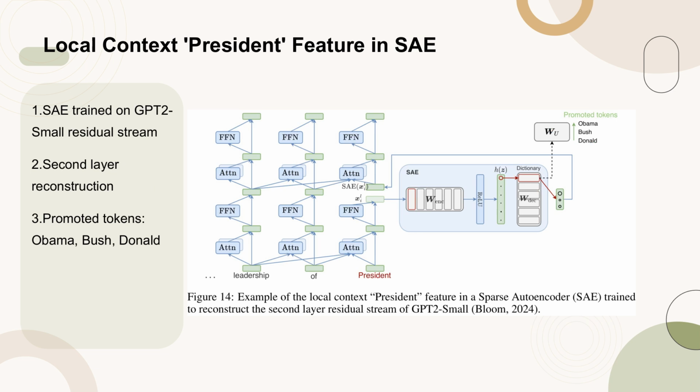Figure 14 illustrates an example of the local context precedent feature identified in a sparse autoencoder, SAE, that has been trained to reconstruct the second layer residual stream of the GPT-2 small model. This feature is part of the SAE's capability to identify and promote specific tokens such as Obama, Bush, and Donald, which are associated with the concept of president. The SAE's ability to reconstruct and highlight these features provides insights into how the model processes and represents such high-level concepts within its residual stream.